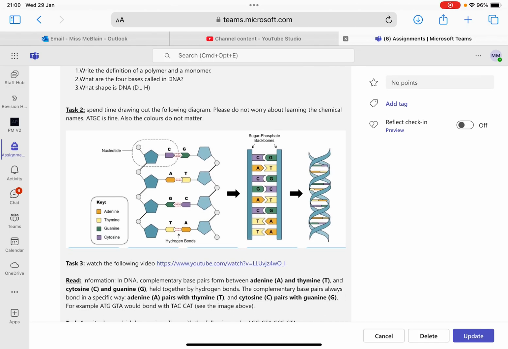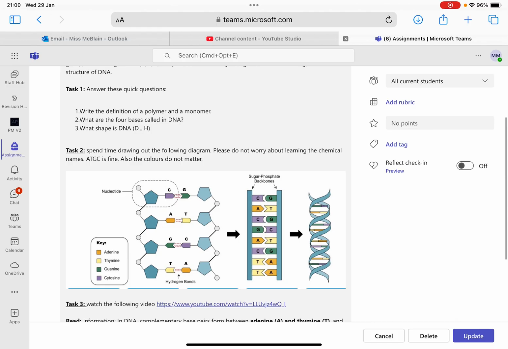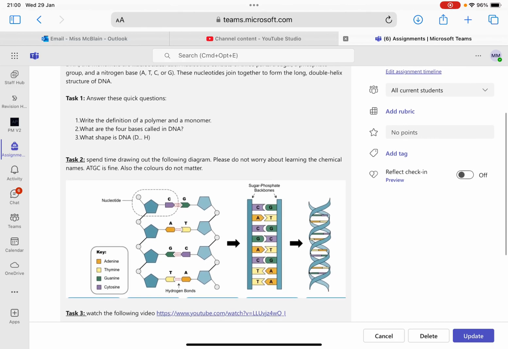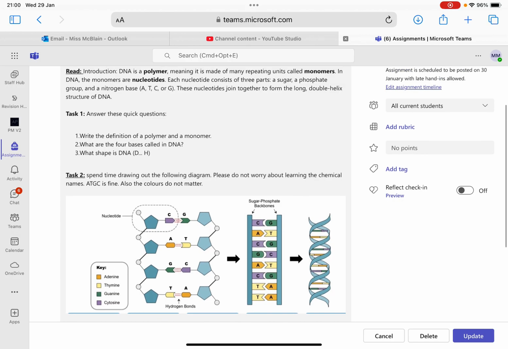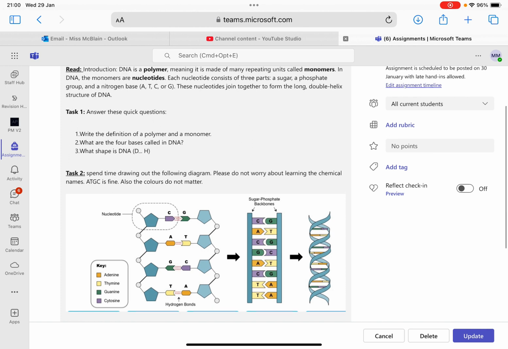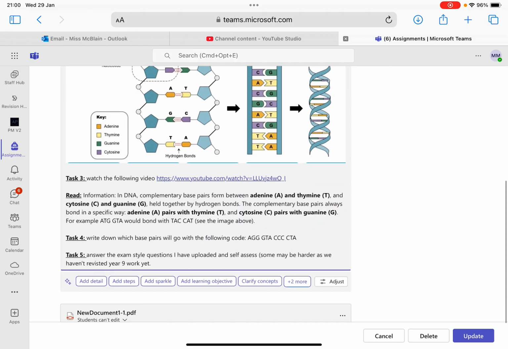So task 2, most of the class are going to draw out a picture of DNA. For you, you wouldn't need to do that in your exam. The only thing is you need to know what a nucleotide is. So that's a common question. A nucleotide of DNA is the sugar, phosphate and the base. They might say, what do you call a phosphate, a nitrogen base and sugar together? It's a nucleotide. Or they might say, what is a monomer of DNA? And you could say it's a nucleotide.